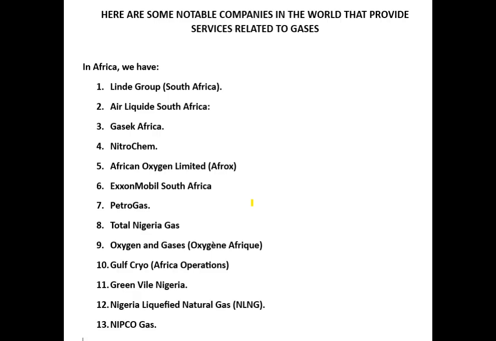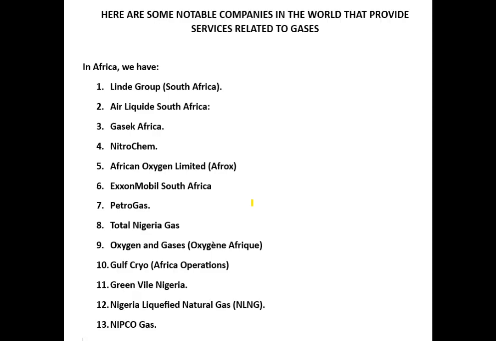4. Nitrochem. Services: provides gases, including nitrogen, oxygen, and hydrogen, with an emphasis on the distribution and supply of industrial and specialty gases. Nitrochem serves various industries, including chemicals, steel, and healthcare. Website: https://www.nitrochem.co.za.